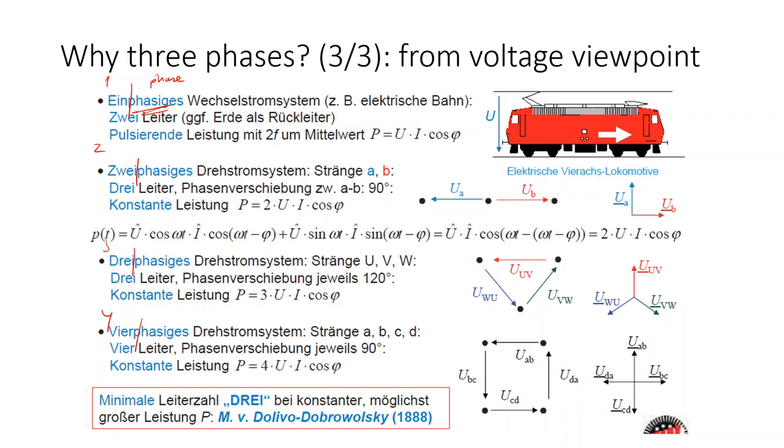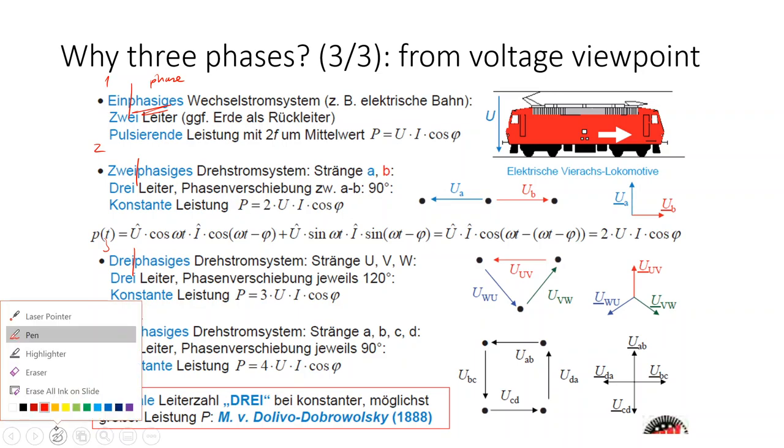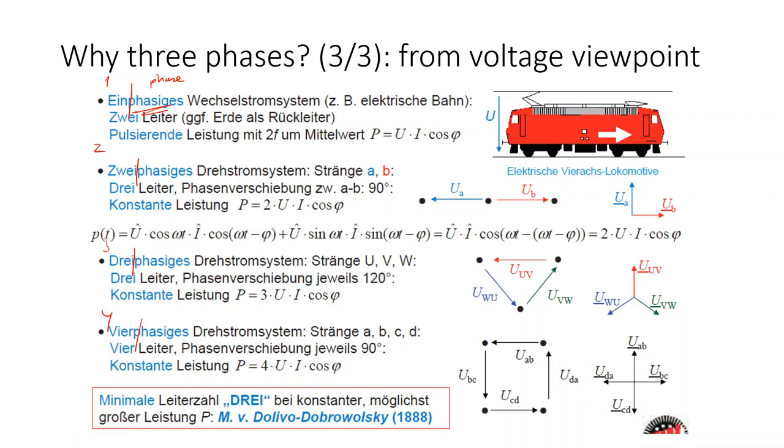If you use a single-phase AC, for example, the train line on the right-hand side, the red train, you can see that we normally use two conductors. Okay, this is the explanation why we use three phase, right? Why should we use three phase? Now we've explained from the voltage point of view and the number of conductors.